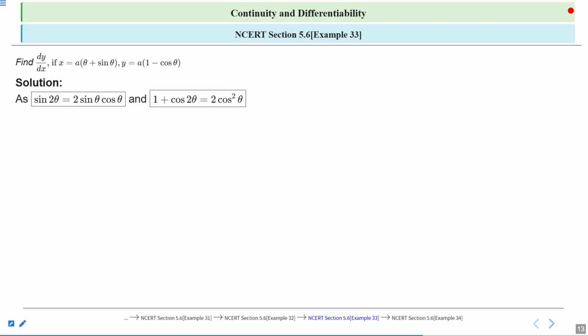As we know that sine 2 theta is 2 sine theta cos theta and 1 plus cos 2 theta is 2 cos square theta, we can say that dy by dx is equal to 2a sine theta by 2 cos theta by 2 upon 2a cos square theta by 2. Therefore, after simplification, dy by dx is equal to tan theta by 2.